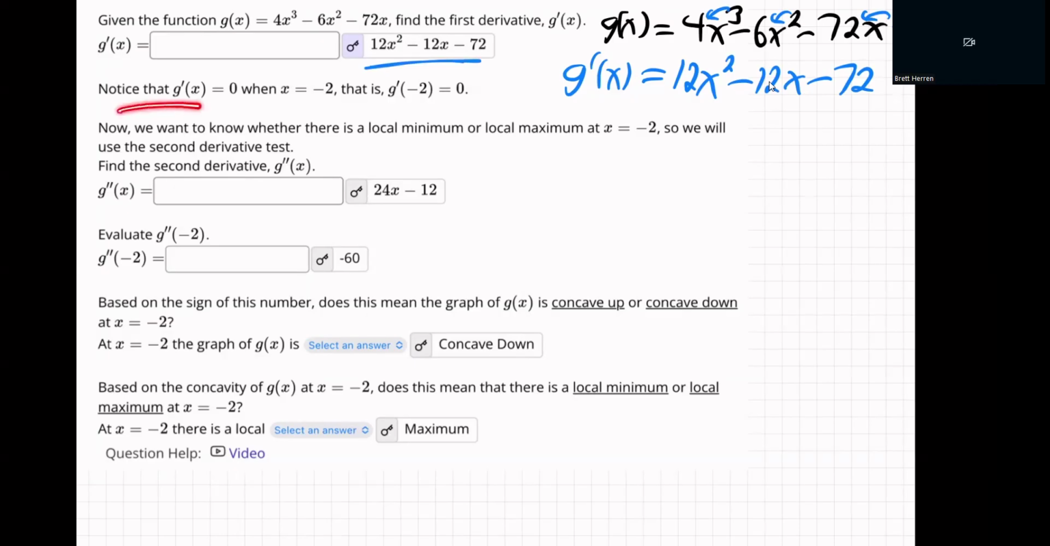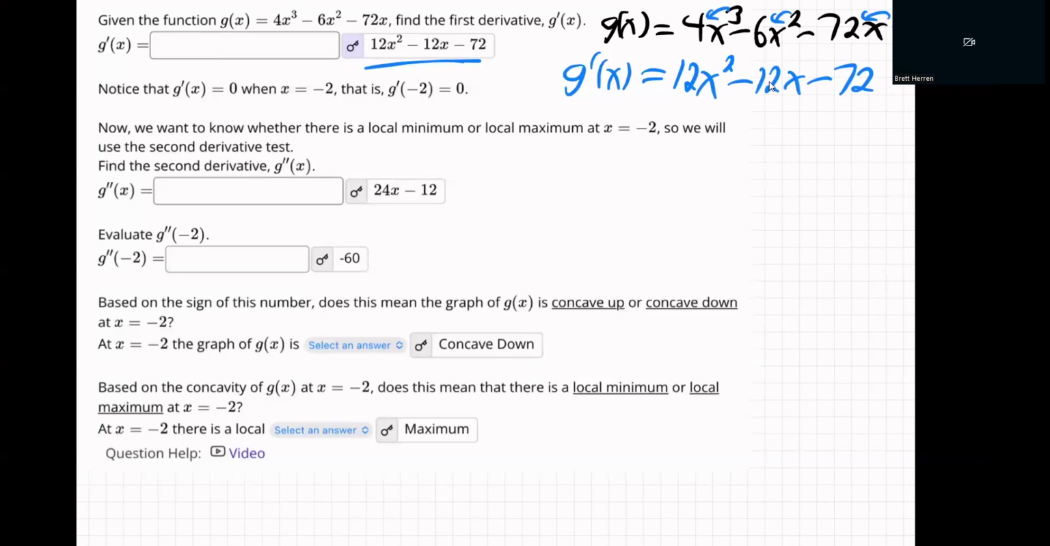And then it says, notice that g prime of x equals 0 when x is negative 2. So I guess if you plug in a negative 2 here, it'll come out 0. I don't know. You could try it, whatever. Now, we want to know whether there is a local minimum or a local maximum at x equals negative 2. So we will use the second derivative test. So first off, find the second derivative.